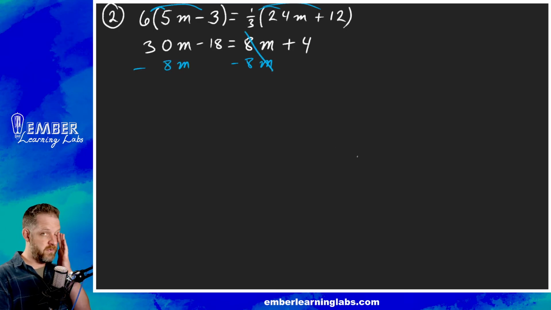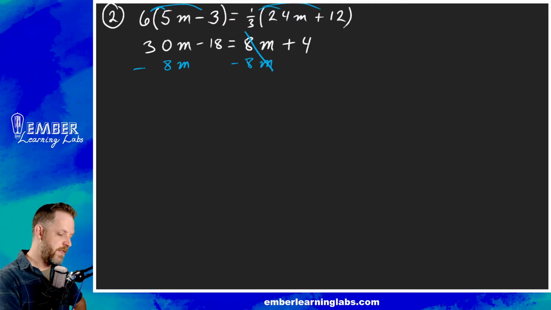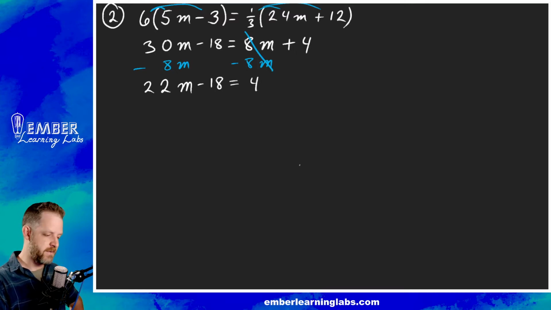These two cancel, right? No big deal. 30m minus 8m is 22m. Going to bring down our minus 18. We haven't touched it, so we're going to bring it down. Bring down our 4. We haven't touched it, so we're going to bring it down.